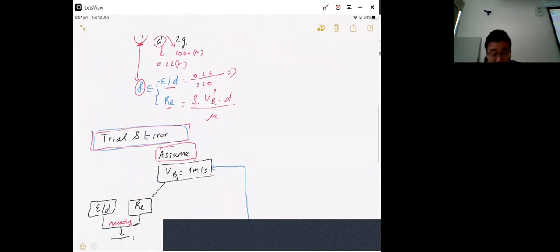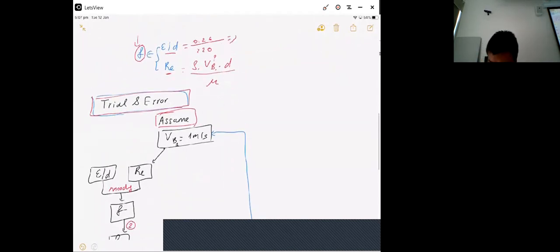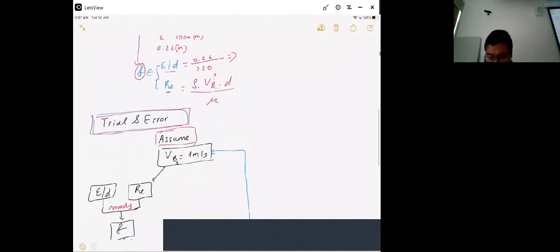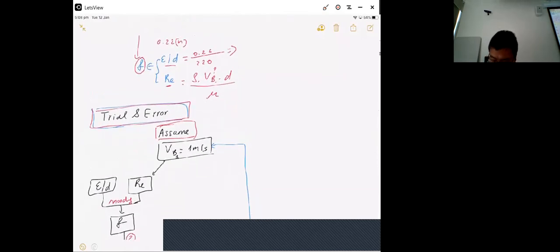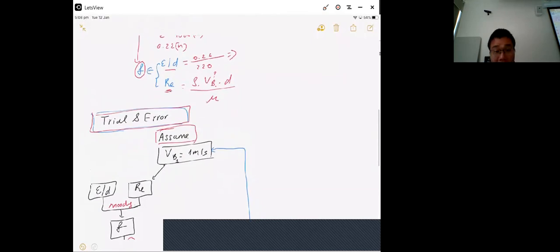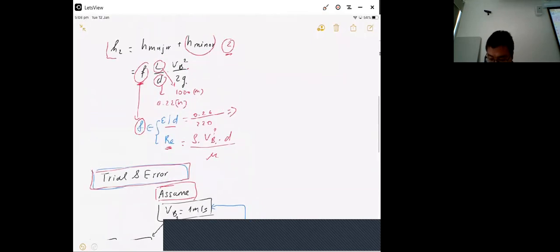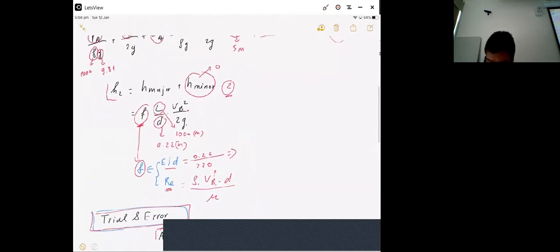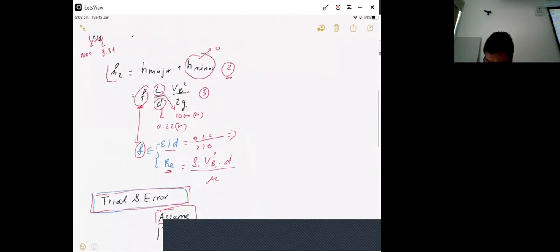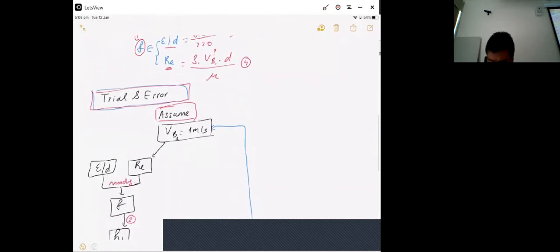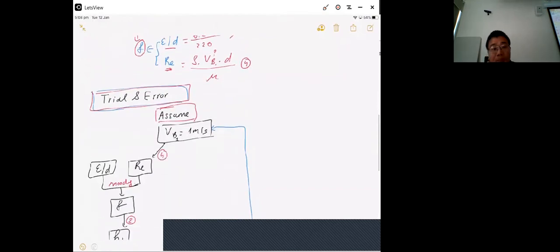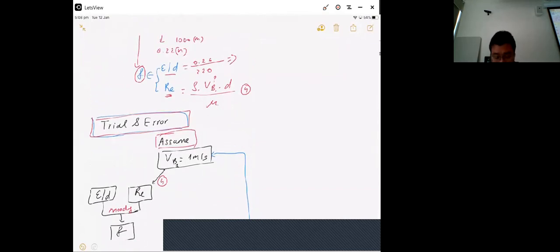You can give one number. You can give 2 meters per second, 10 meters per second. It's up to you. And if you assume VB is 1 meter per second, we can find the Reynolds number. I call this one equation 3, and the Reynolds number is equation 4. Reynolds number from equation 4, and epsilon over D. Epsilon is 0.26 millimeter. D, the inside diameter, is 220 millimeter.